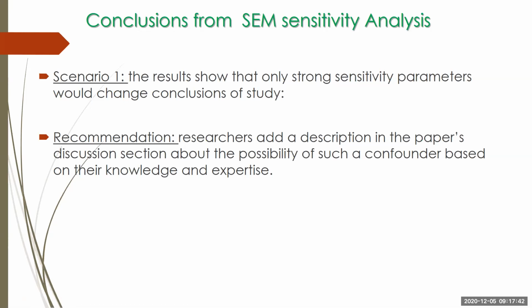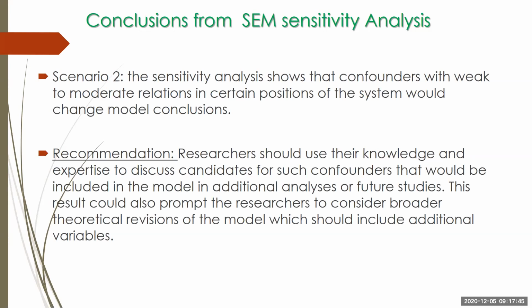It shows some robustness. The second scenario is when you find that even weak or moderate confounders would change the results of the study. In this case, it's a limitation. We would discuss what these potential confounders might be and maybe do a follow-up analysis or theoretical revisions that could include these potential confounders. A typical sensitivity analysis for a complex model would have a mix of scenario 1 for some relationships and scenario 2 for other relationships. So that's how you would perform sensitivity analysis in SEM, and it's something that's highly recommended.